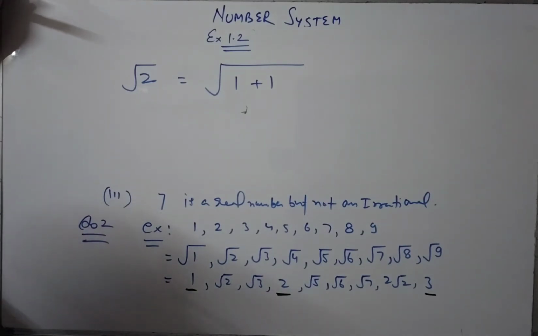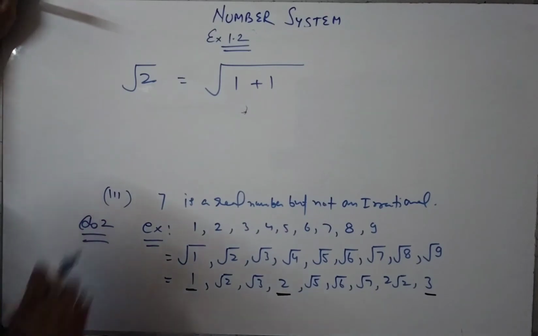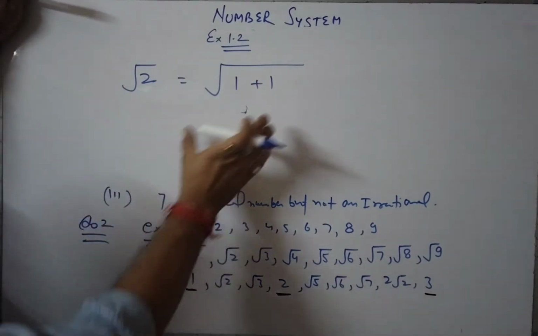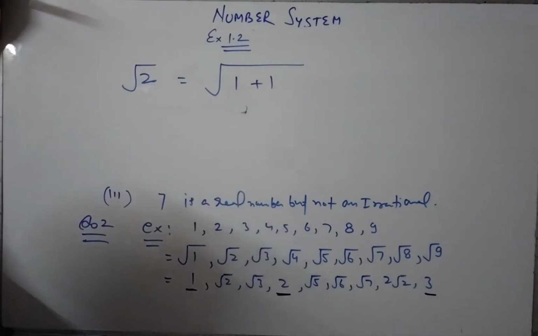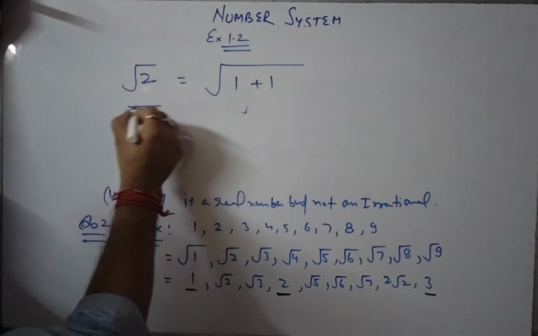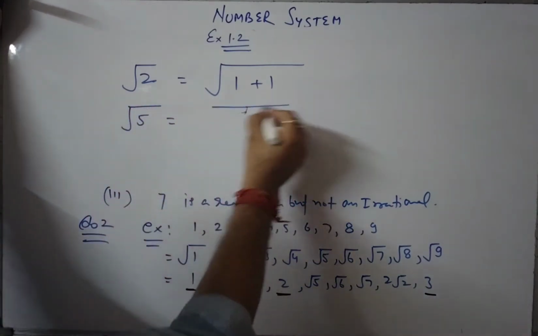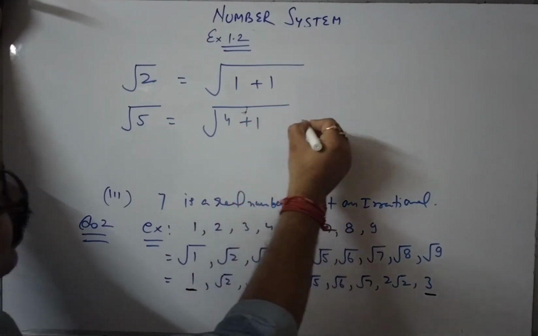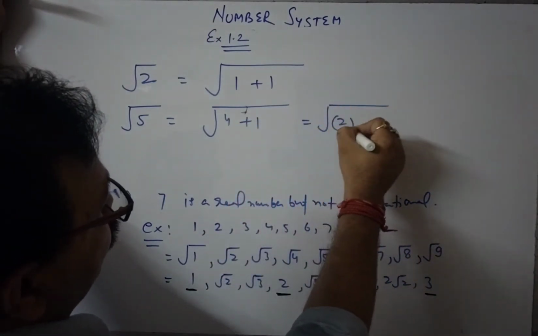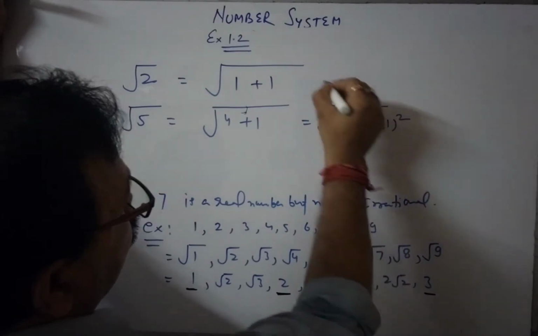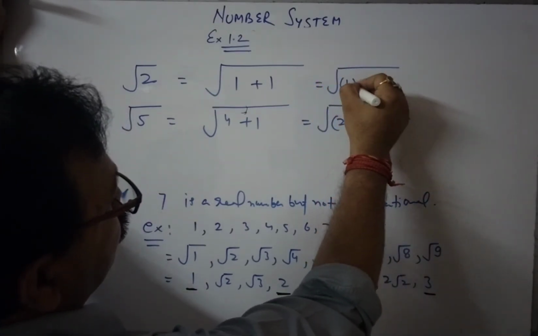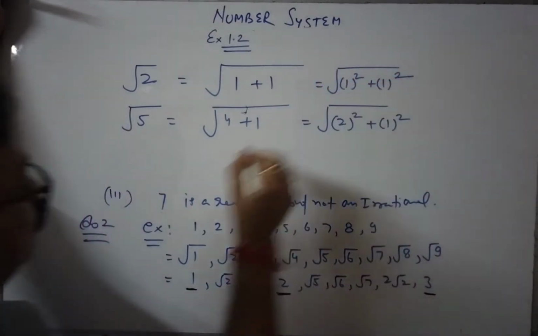Definitely, if the situation is not there, is it not possible? It is possible, but for certain numbers only this criteria has to be followed: both the numbers into which you are bifurcating must be perfect squares. Say root 2: 1 plus 1. If it is root 5, you can mention it as 4 plus 1, which is the square of 2 and the square of 1.